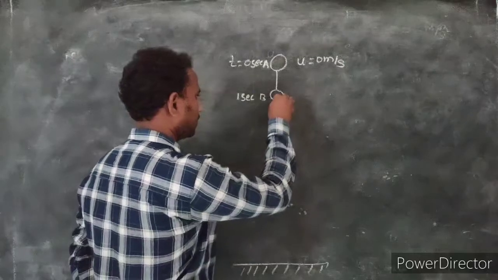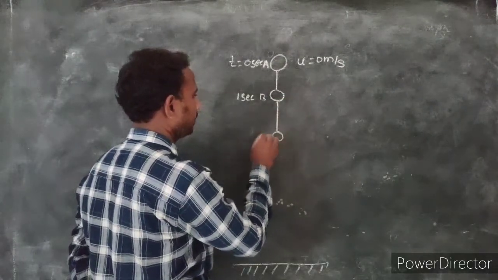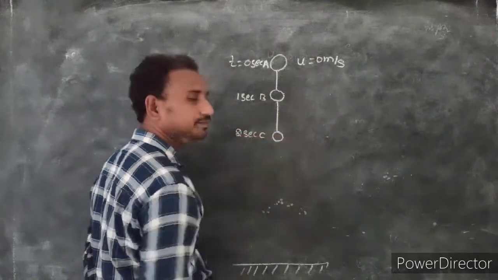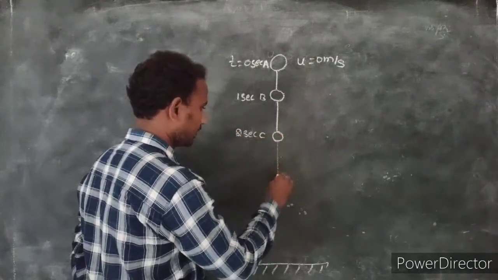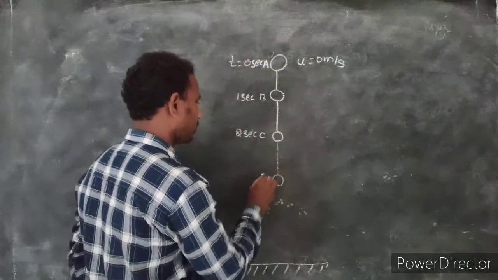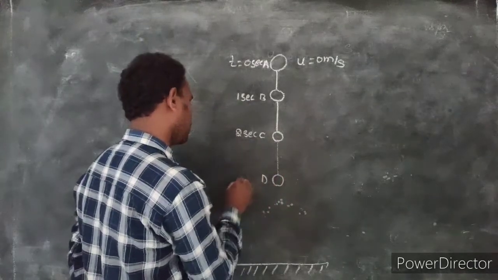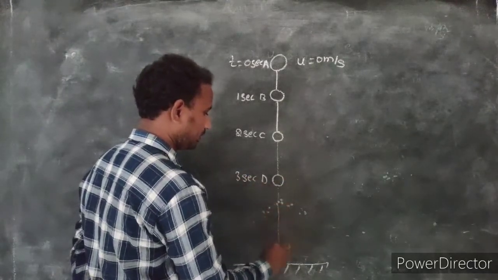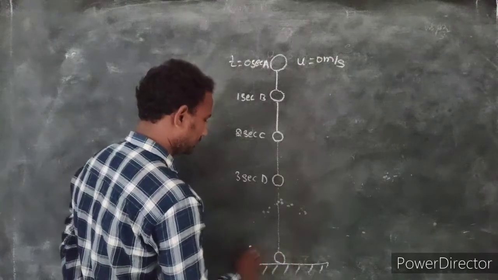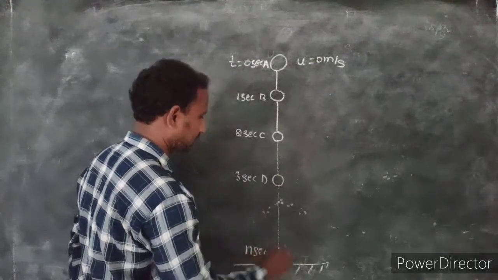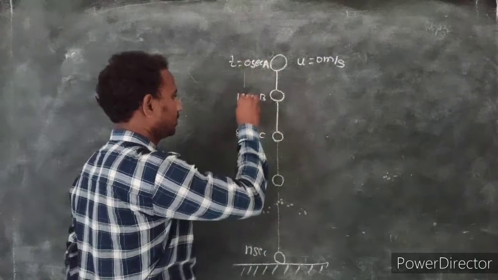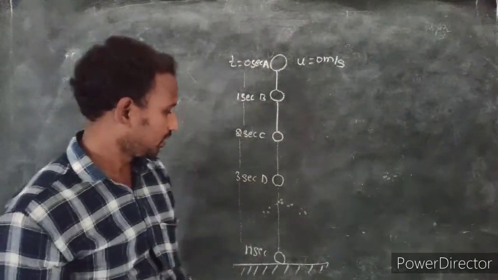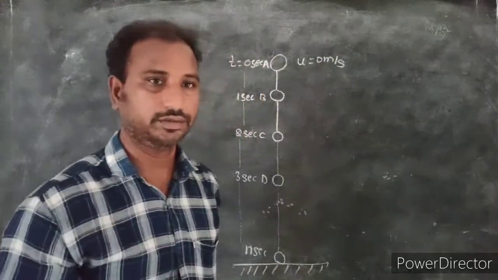Next, after another 1 second, it reaches another point C, so the total time taken by the body is 2 seconds. Next, after another 1 second, it reaches point D. So here the total time taken is how much? 3 seconds. Finally, it reaches the ground at n seconds. How many seconds does it take? n seconds. 0 seconds, 1 second, 2 seconds, 3 seconds. Finally, the body reaches the ground in n seconds.